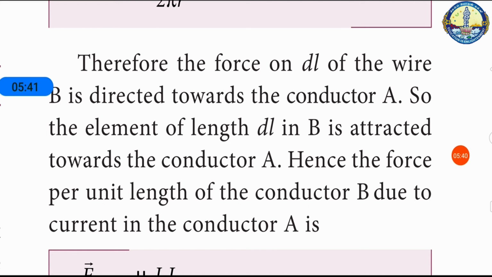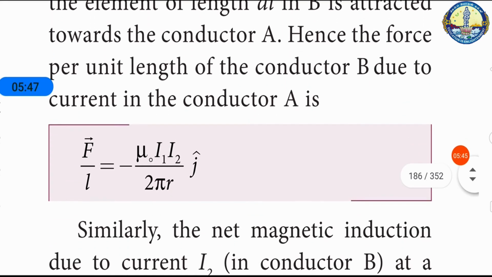Definition of ampere. One ampere is defined as that constant current which, when passed through each of two infinitely long parallel straight conductors kept side by side parallelly at a distance of 1 meter apart in air or vacuum, causes each conductor to experience a force of 2 into 10 to the power minus 7 newtons per meter length of conductor. This is the definition of ampere.